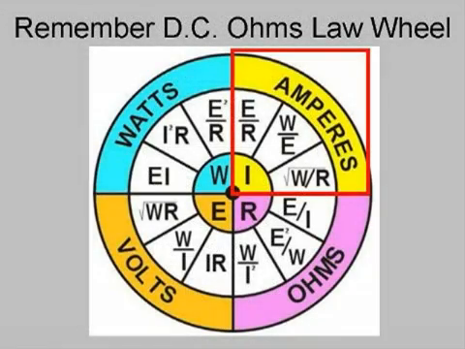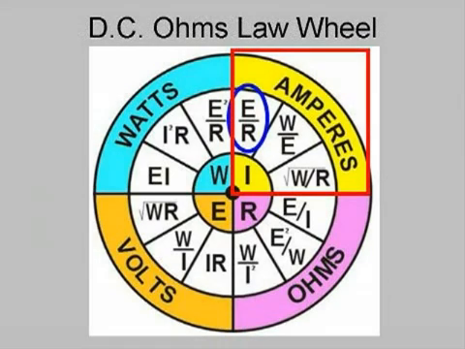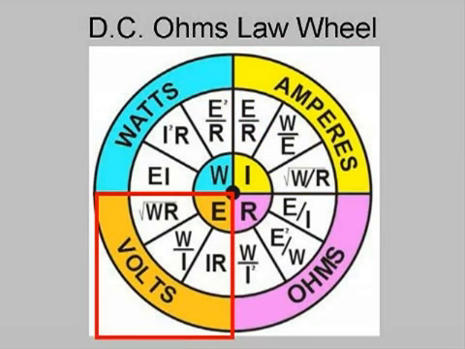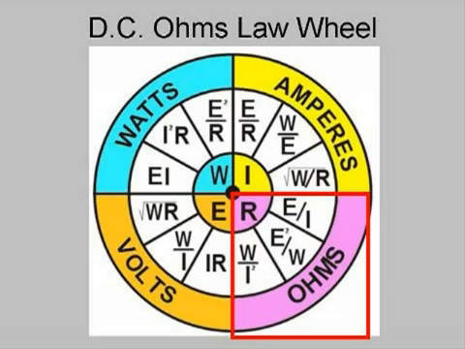Remember, I said using this wheel allows us to solve any formula in a DC circuit. Everything in yellow is how we can calculate amperage. We used this formula, E over R, to solve for amperage, or I. This part of the wheel gives us 3 ways to solve for voltage, or E. We used this formula, I times R, to solve E, or volts. This part of the wheel gives us 3 different ways to solve for ohms, or resistance. We used this formula, E over I equals R, or ohms, how much resistance is in the circuit.